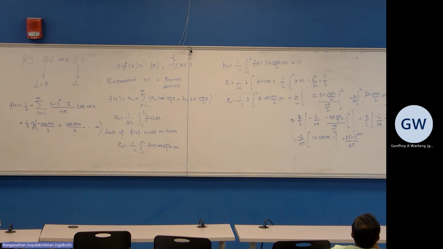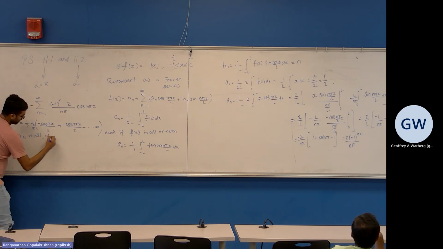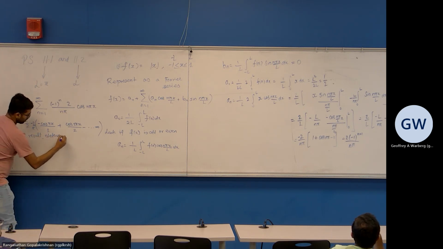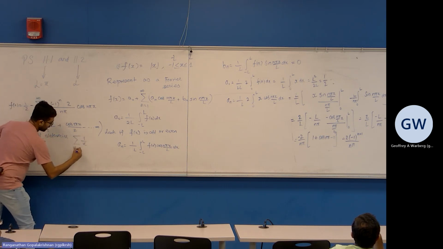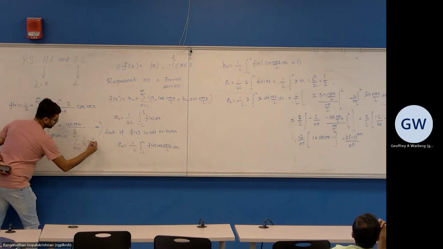And usually a problem like this will also say, using this result, determine the sum of 1 over n, where n runs from 1 to infinity.